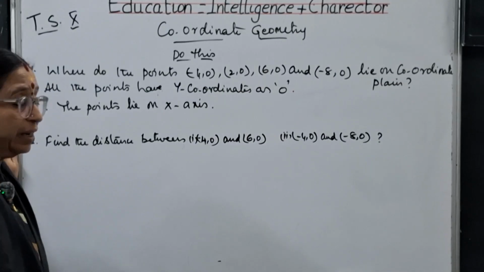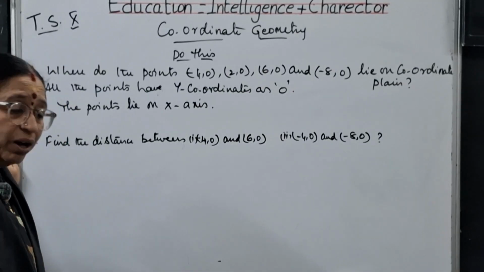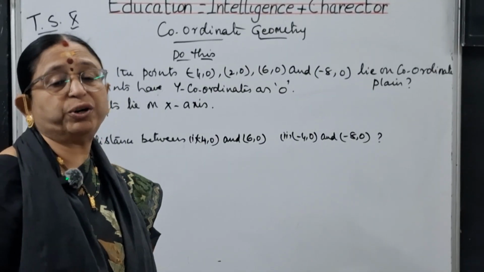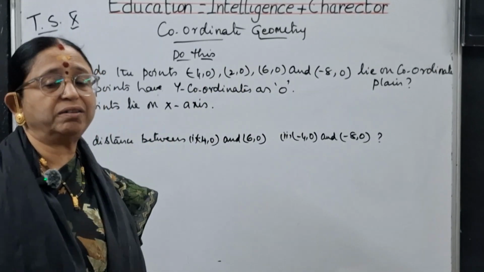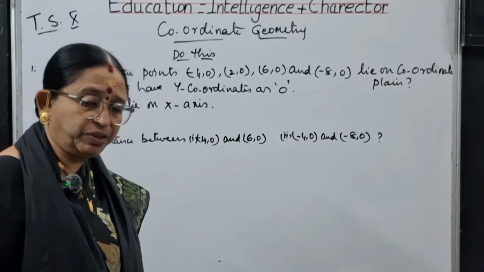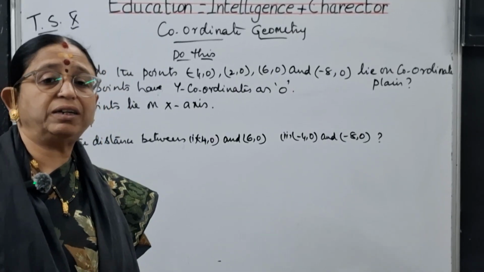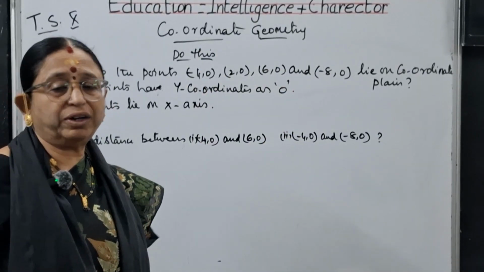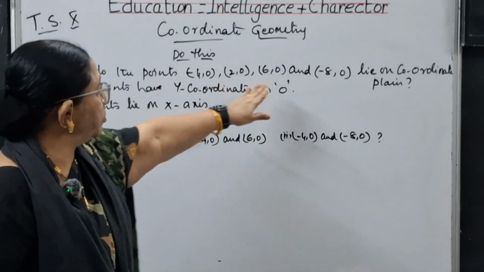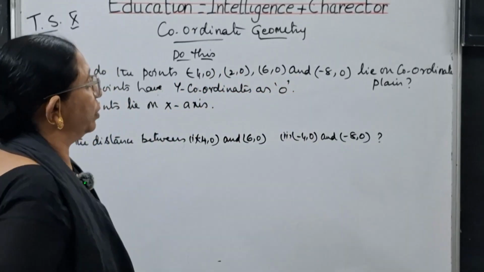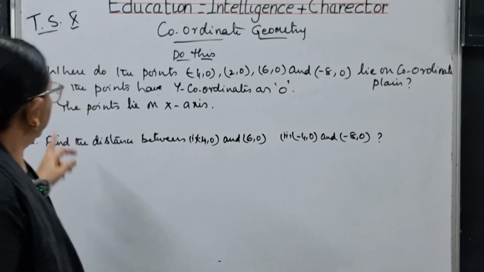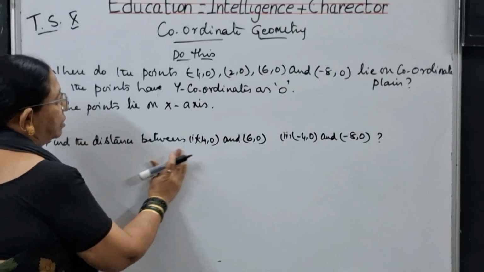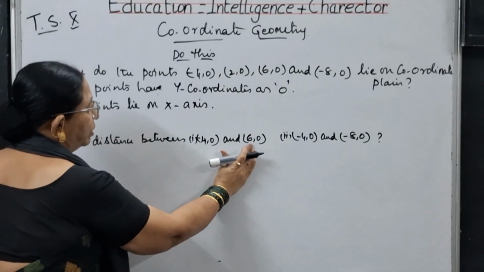I told you earlier, children, that they are not going to give the graph all the time and mention the points. You should first identify where the points are lying. Identification is very easy by seeing 0. In which position 0 is there. If it is on the y coordinate, the point lies on the x-axis. If it is on the x coordinate, the point lies on the y-axis. So here in this problem, all the points are having 0 in the y coordinate. So we can say that the points lie on the x-axis. Now the second problem given here is: find the distance between minus 4 comma 0 and 6 comma 0.